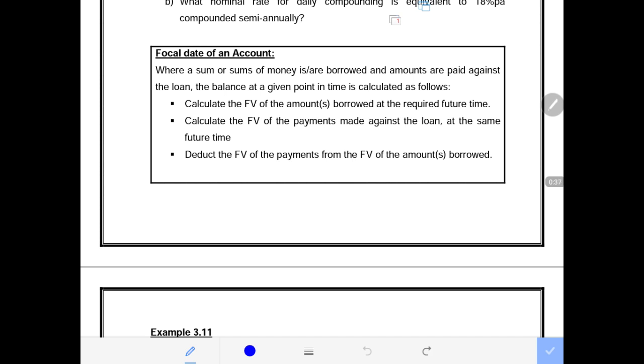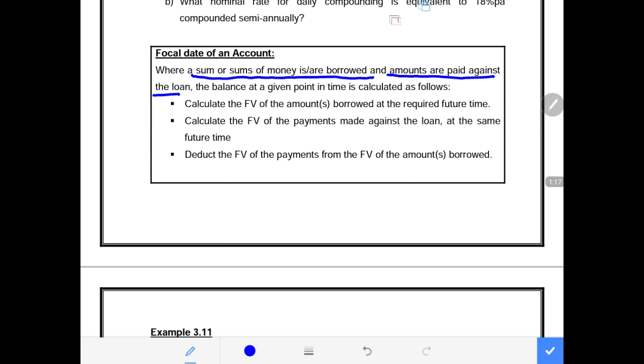Now, the focal date of an account says where a sum or sums of money is or are borrowed and amounts are paid against the loan. The balance at a given point in time is calculated as follows. So in other words, let us say you borrow money, then you make payments against the money. That means you are making repayments. Hence it says the sum or sums of money that are borrowed and amounts are paid against the loan.